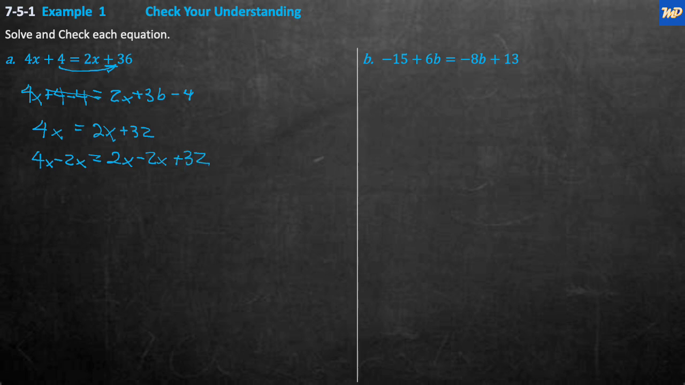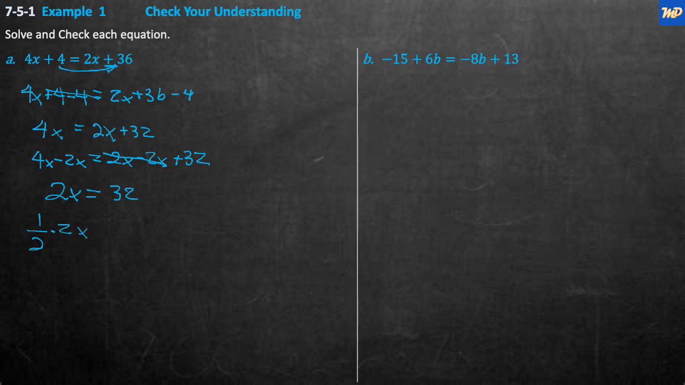Okay, now we simplify. And simplifying, these are going to disappear. They're going to cancel themselves out. And the 4x minus 2x will leave us with 2x. And that 2x is going to be equal to 32. And now we have to get rid of the 2 by undoing the multiplication and ending up with a single x variable. So in order to do that, we're going to divide each side, or multiply. Let's do this. We're going to multiply each side by 2.